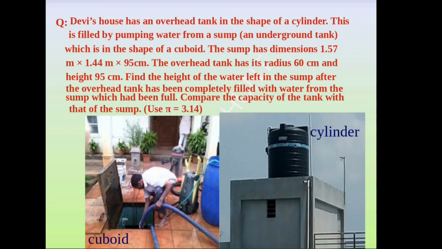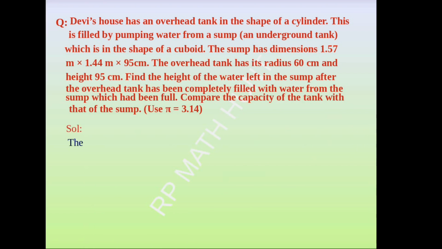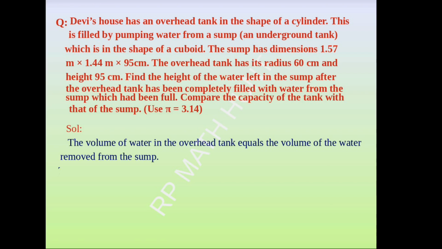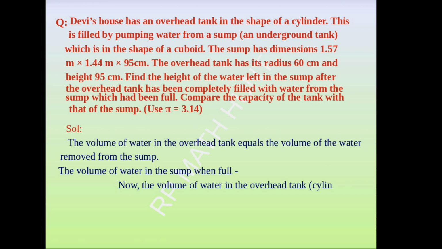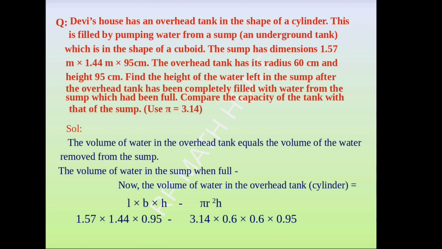Davy's overhead tank is in the form of a cylinder and the sump is in the form of a cuboid. Now, the volume of water in the overhead tank is equal to the volume of the water removed from the sump. The volume of water left in the sump is the volume of the sump when full minus the volume of the overhead tank cylinder, which is LBH minus pi r square h. 1.57 into 1.44 into 0.95 minus 3.14 into 0.6 into 0.6 into 0.95. That is equal to 2.14776 minus 1.07388, which is equal to 1.70388 meters cube.